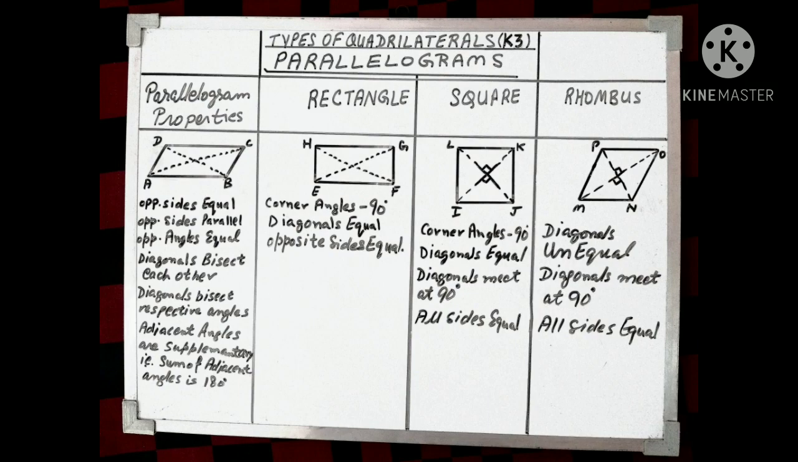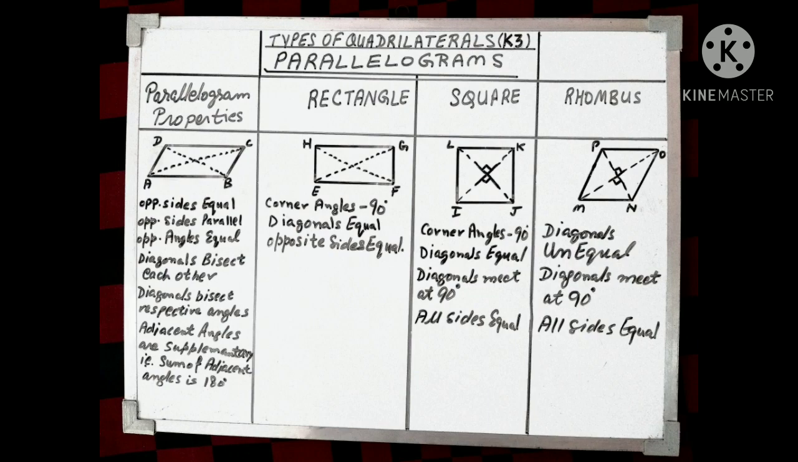Now see the next figure, the square. We have a square IJKL, right? Here the corner angles are again 90 degrees. Diagonals are also equal. Now you will say, sir, how to distinguish between a rectangle and a square?